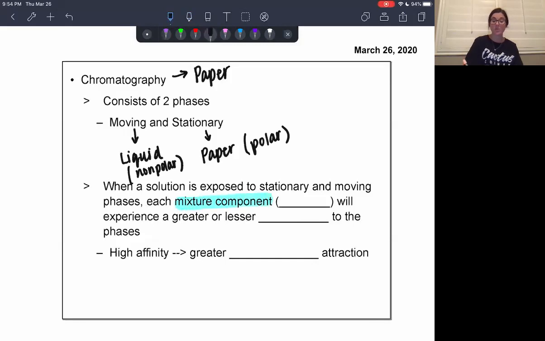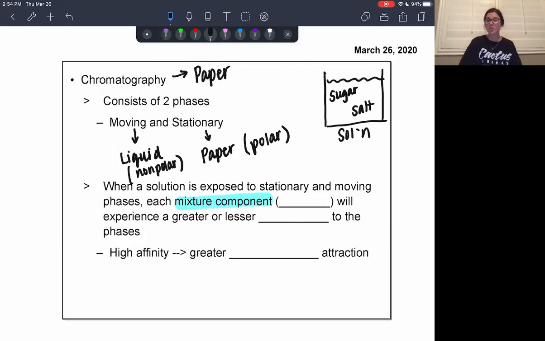maybe we could talk about a beaker filled with water that has sugar dissolved in it and salt. Those are two very different components, but both of them dissolve in water. So we've got a sugar, salt, water solution. So sugar is one component, salt is another component. Each of these components or solutes will experience either a greater or lesser affinity to the phases. Now, affinity might be an unfamiliar word, so I'm going to talk about what I mean by that. Affinity is kind of like an attraction.